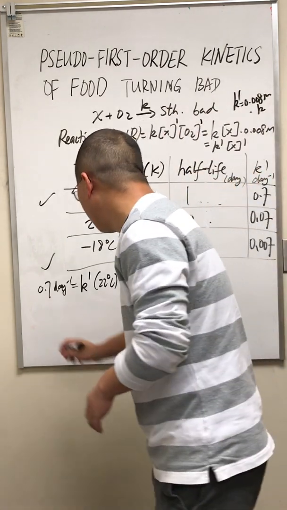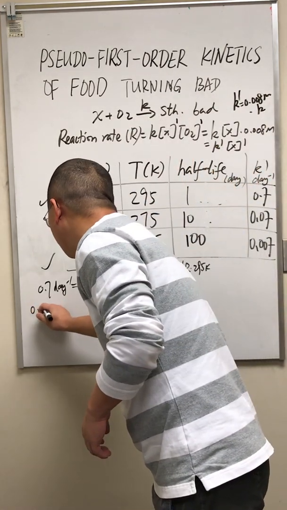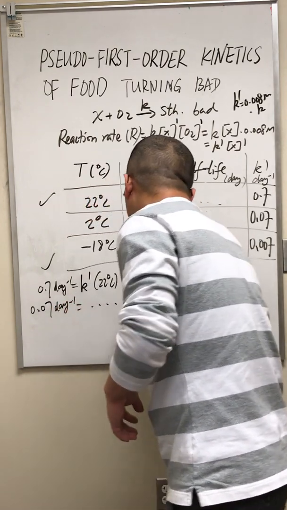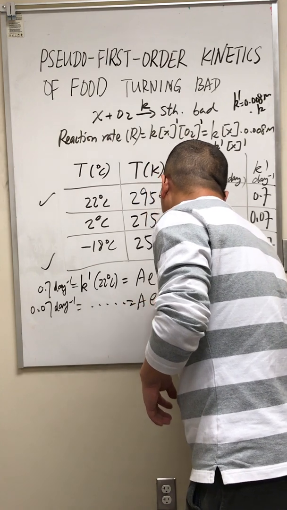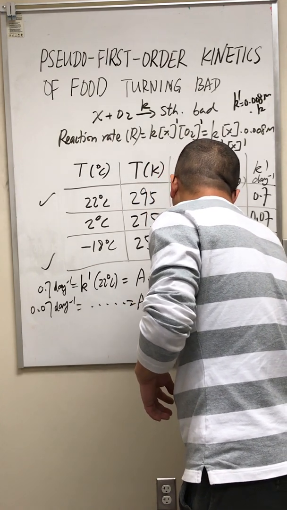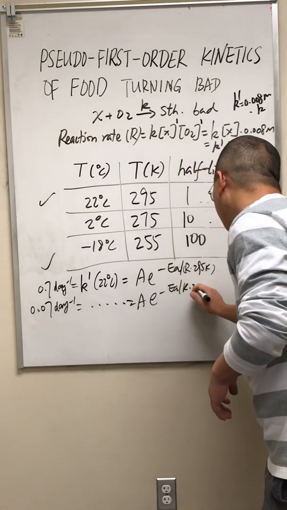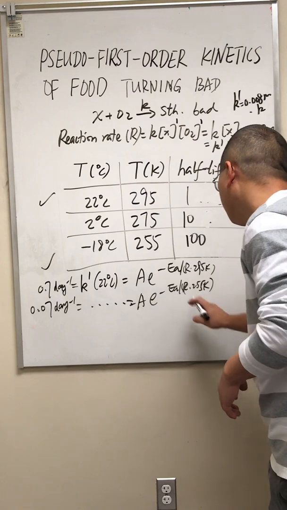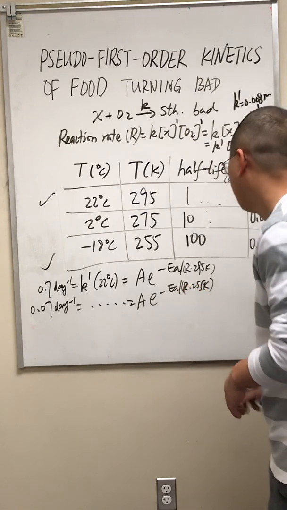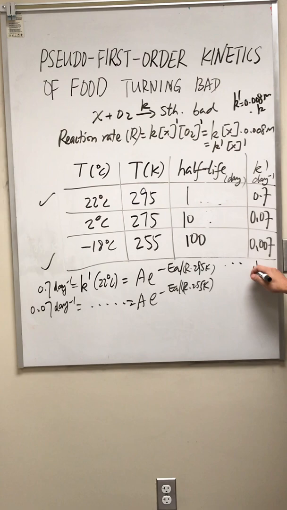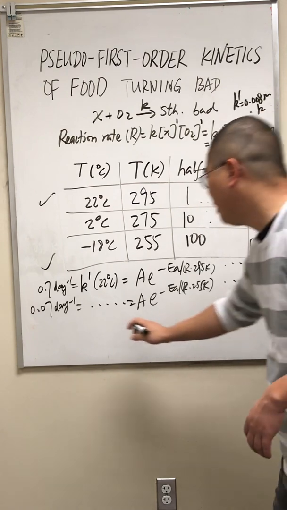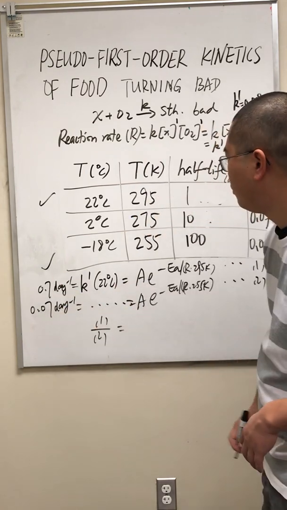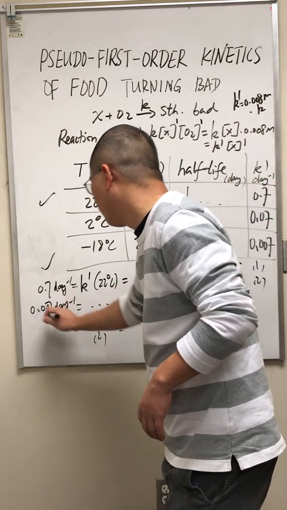My second data point is 0.07 day to the power of -1, which is equal to A e to the power of -EA over R times 1 over 255 K. Lower temperature, really cold. Okay. That's my equation 1. It's equation 2, and I'm going to use equation 1 divided by equation 2. Obviously, this divided by this. I'm sorry, there's another 0 here. You get 100.